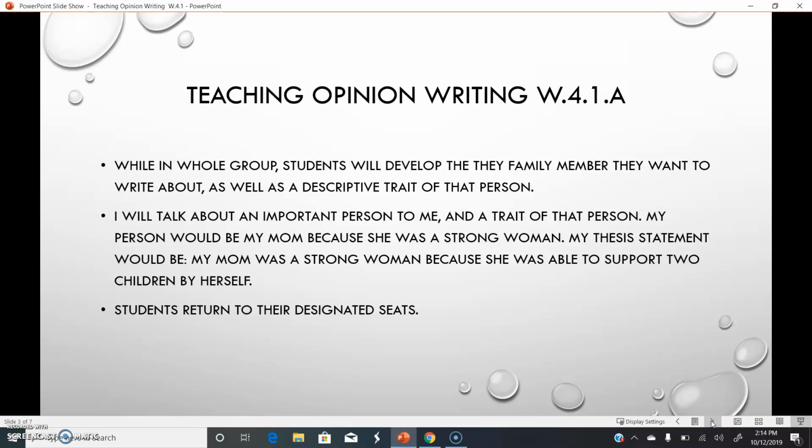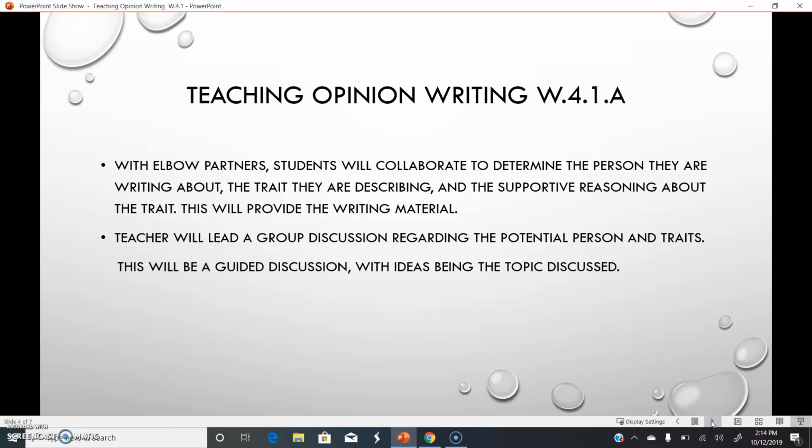Once we completed this activity, we returned to our designated seating. With our partners, we collaborated to determine the person they were talking about, or going to write about, the traits they were going to describe, and how they were going to support the traits that they discussed.